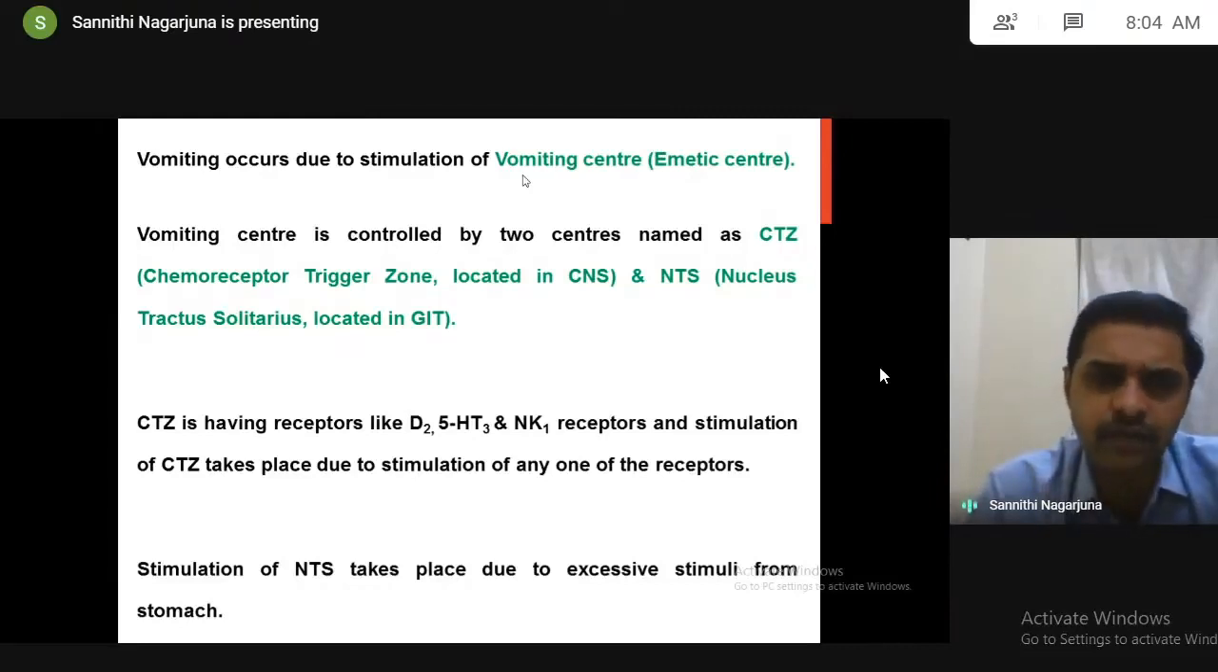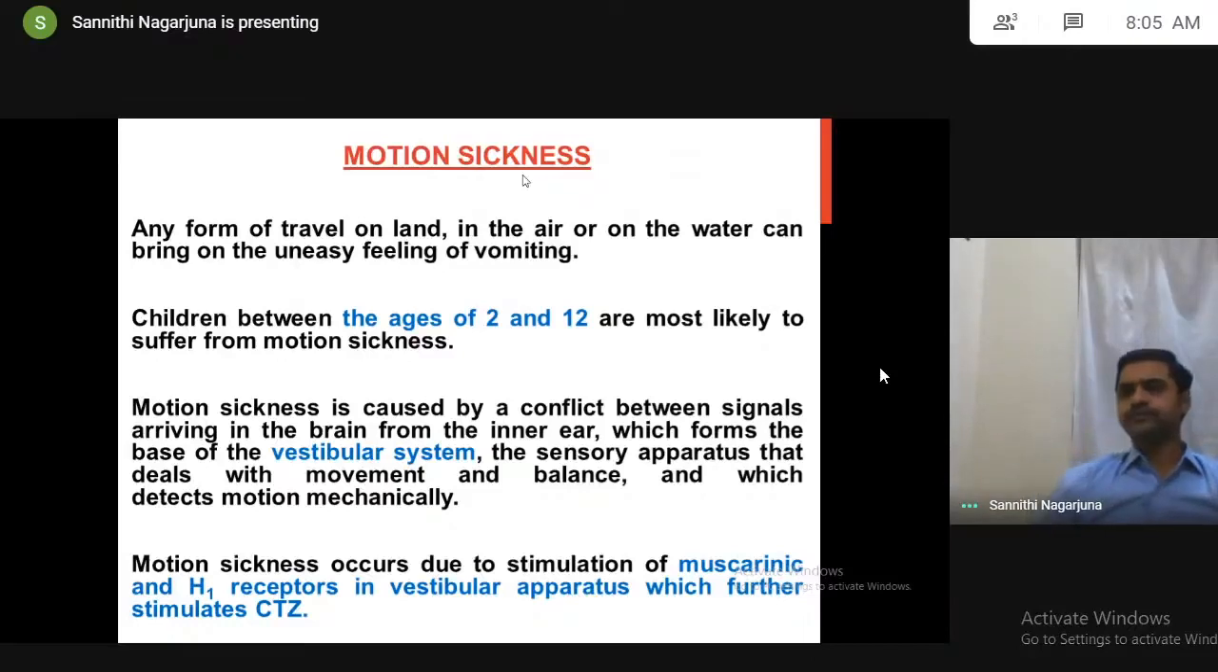This vomiting center stimulation takes place maybe because of the stimulation of CTZ or maybe because of the stimulation of NTS. And this stimulation of CTZ takes place because of the stimulation of some receptors like D2, 5-HT3 and NK1 receptors. And the stimulation of this NTS takes place because of the excessive stimulation from the stomach. Now we'll see one by one.